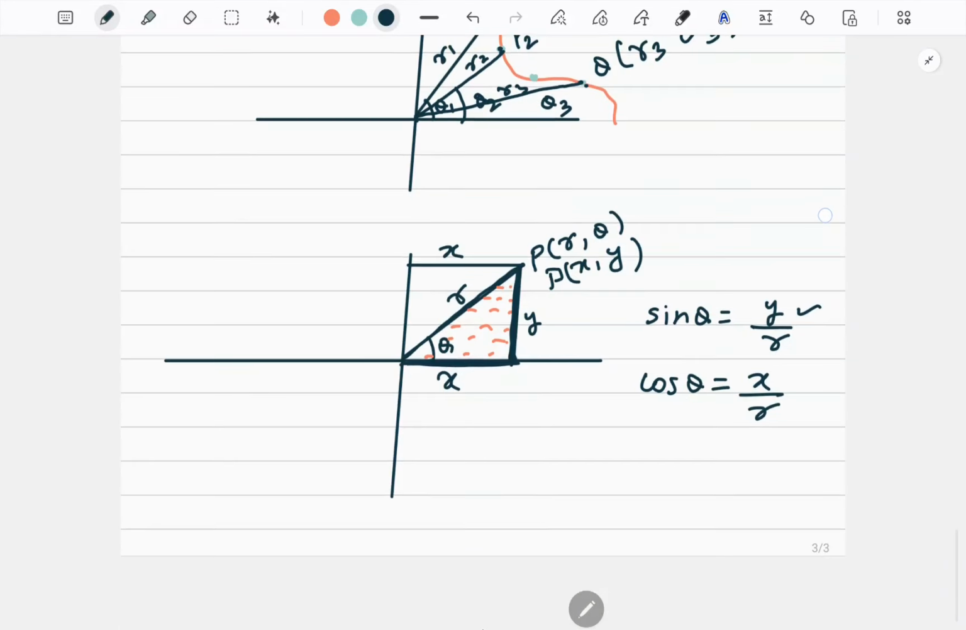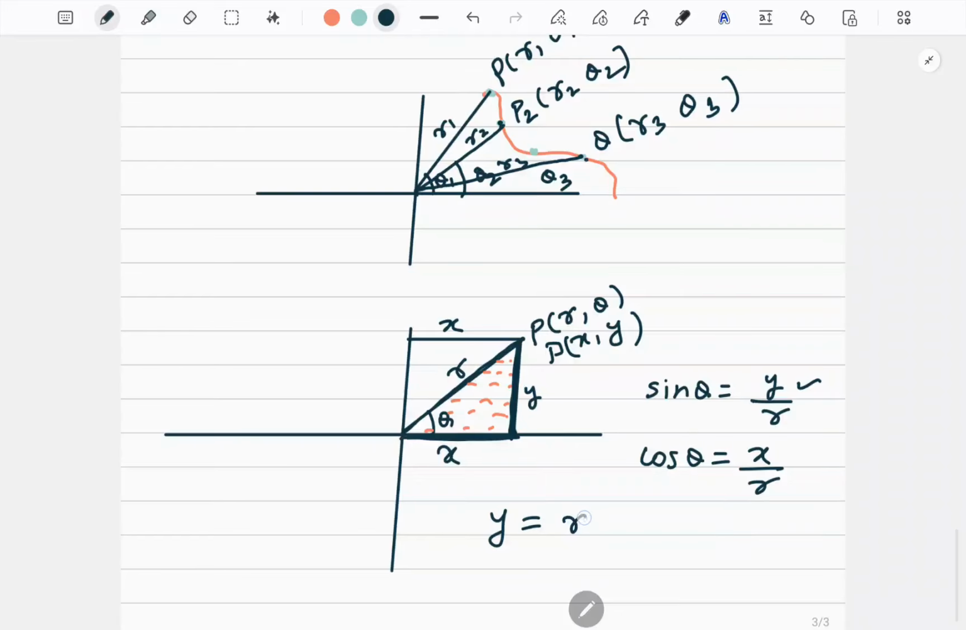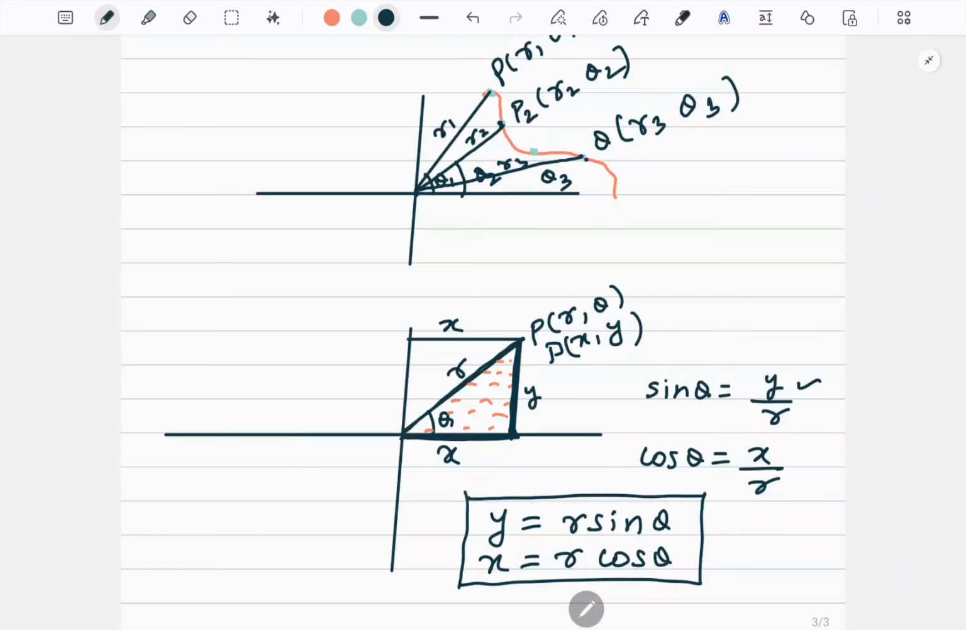Right? Now from this, what can I write? I can write y is equal to r sine theta, and from the second one, x is equal to r cos theta. So this is a relation between polar coordinate and the Cartesian coordinate. x is equal to r cos theta, y is equal to r sin theta. Now, if you square these two equations and add them, x square plus y square is equal to r square times sin square theta plus cos square theta. And sin square theta plus cos square theta is 1. So this is a very important relation: x square plus y square is equal to r square.